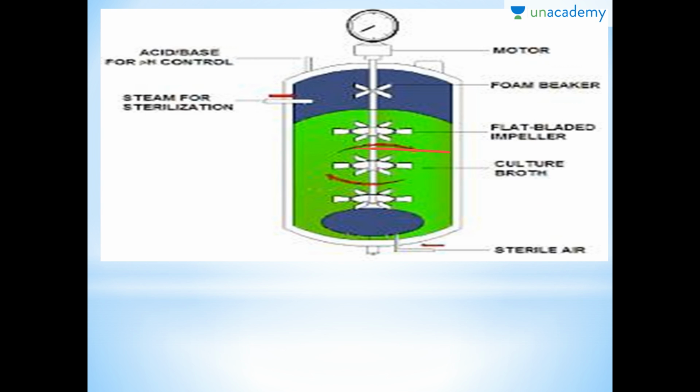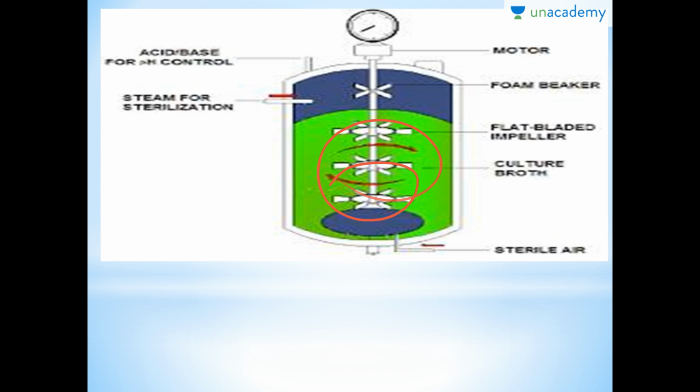These are flat bladed impellers. What is their function? They rotate so that the mixture also rotates, so basically they are mixing the culture broth. And this is a foam breaker. When the culture broth mixes, it makes some foam, and the foam breaker separates the foam from the rest of the media. This is the motor for the rotation of the stirrer or impeller.